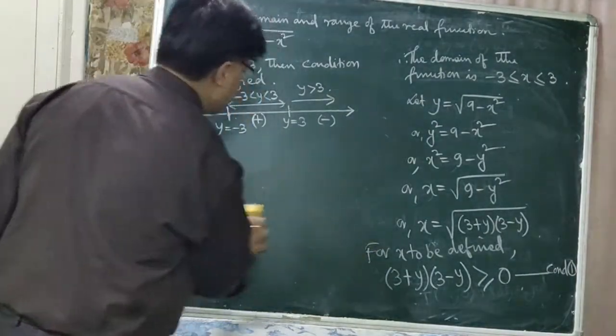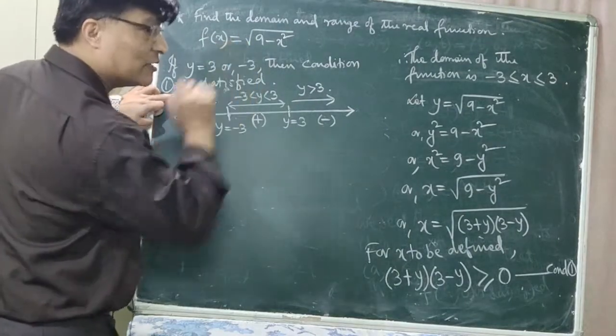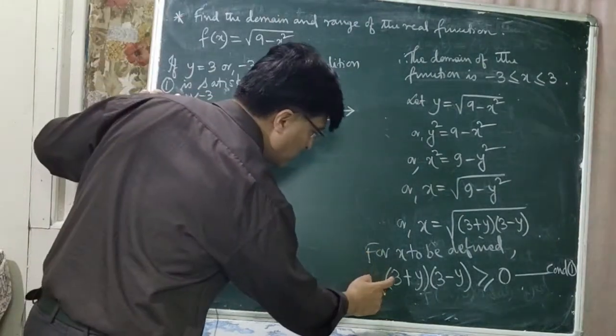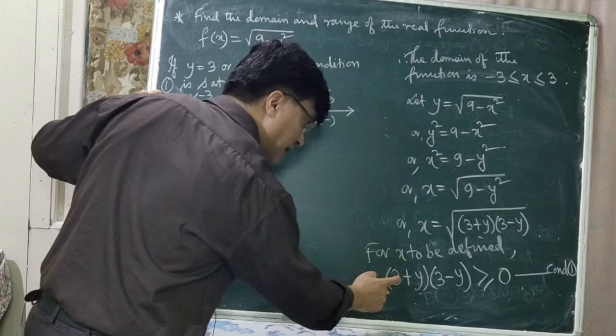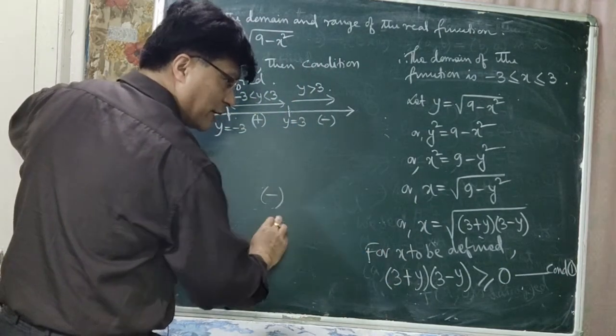Next, if y is less than minus 3, which means minus 4. So what can you say about 3 plus y? Is it positive or negative? Negative. This is your negative. You can put minus 4 here. 3 minus 4 is minus 1.